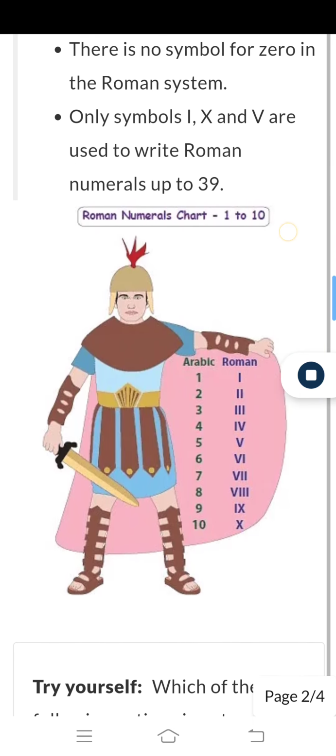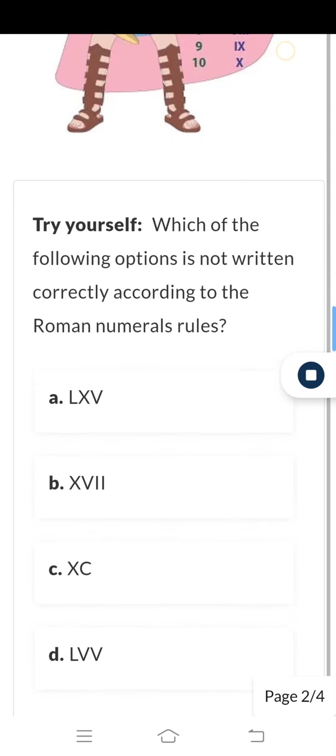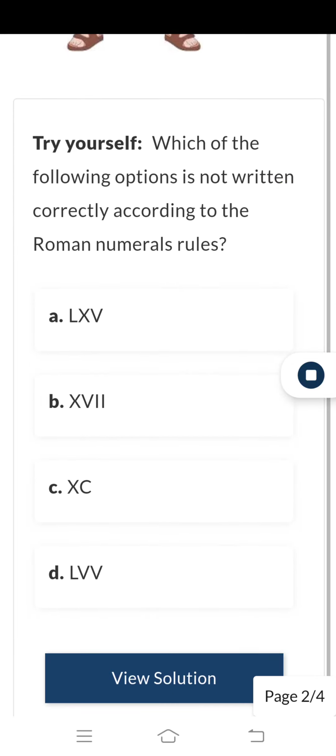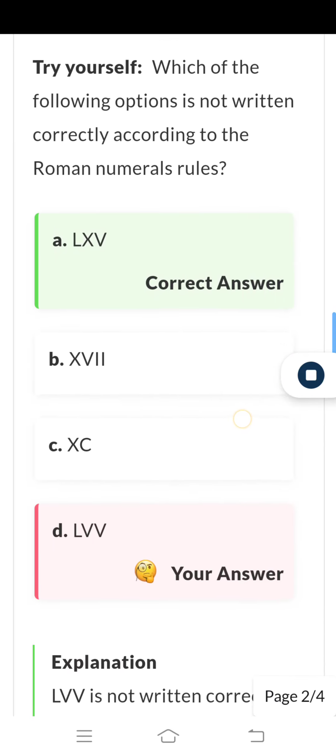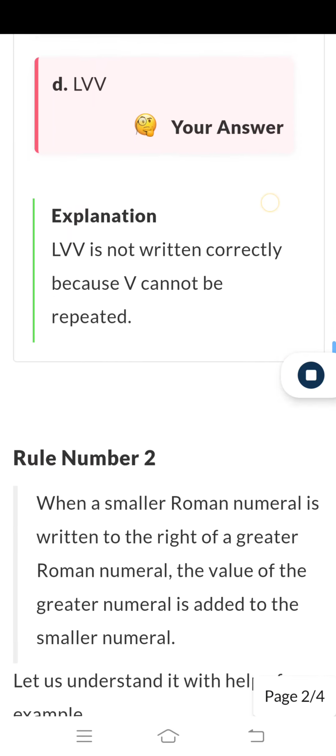Try yourself. Which of the following options is not written correctly according to the Roman numeral rules? A. LXV B. XVII C. XC D. LVV. Explanation: LVV is not written correctly because V cannot be repeated. View solution.